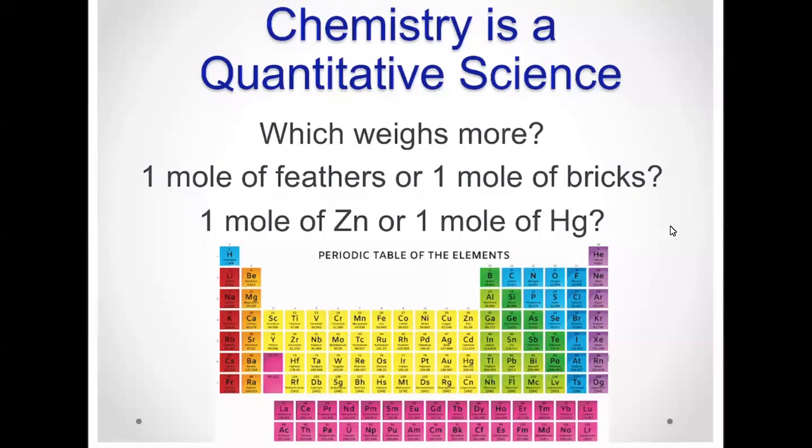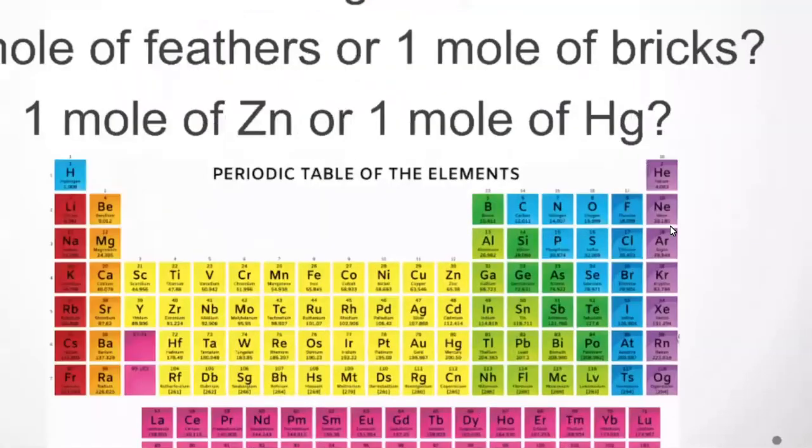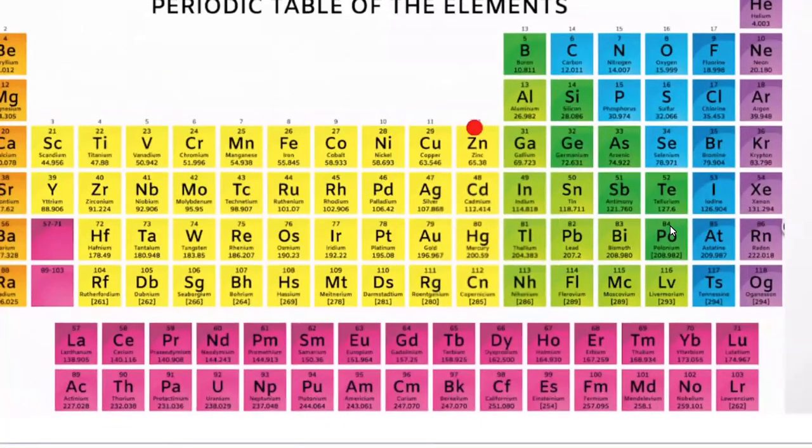So which one would weigh more, a mole of zinc or a mole of mercury? Okay, well, you have to know where they are. And here is zinc. Let's just zoom in. There's zinc, and that's its relative atomic mass, 65.38. And here's mercury, at 200.59. So if you had a mole of each, which one weighs more? Well, the mercury does. It has more protons and neutrons per atom.